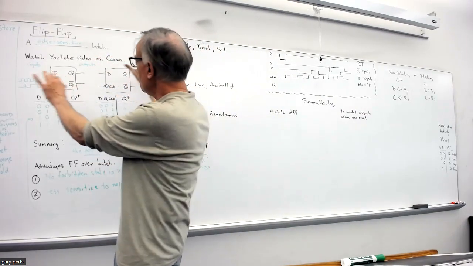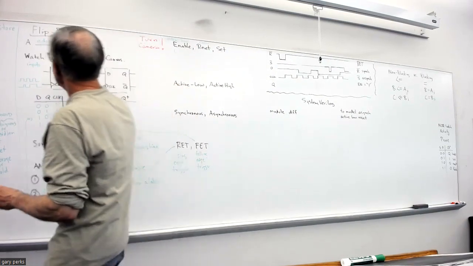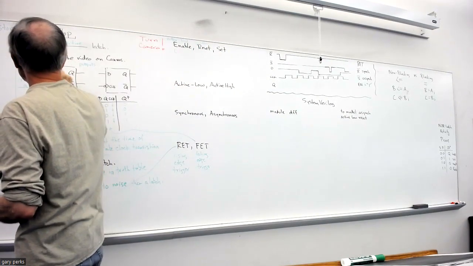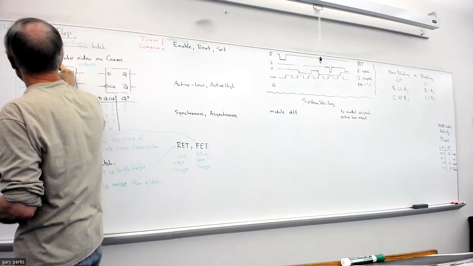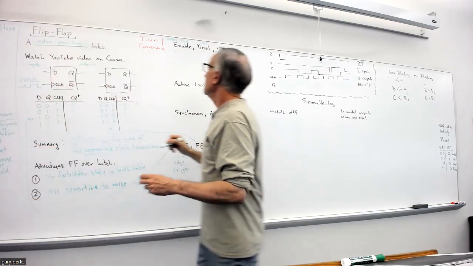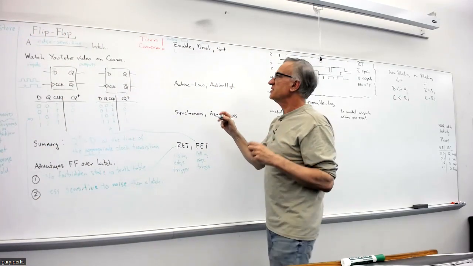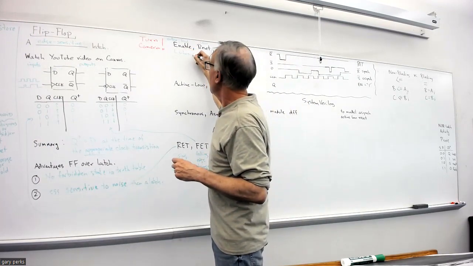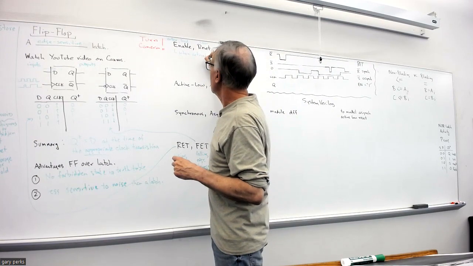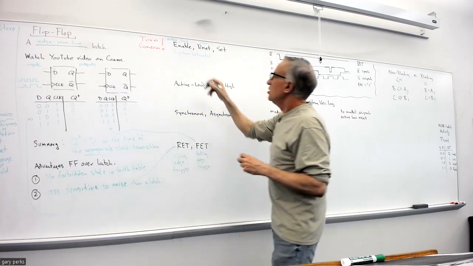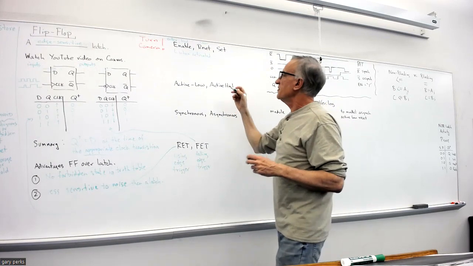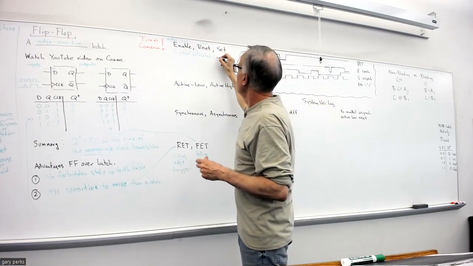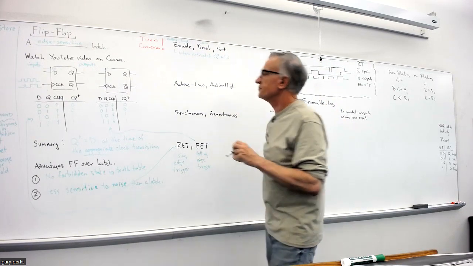Now, on your flip-flop diagram, you might see another input labeled EN for enable. Okay. And what the enable input is, is that when it's activated, now I'll talk about what we mean by activated coming up, but when activated, Q, next state of Q can equal D.